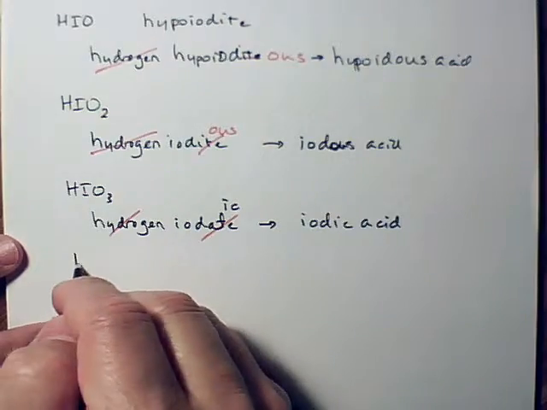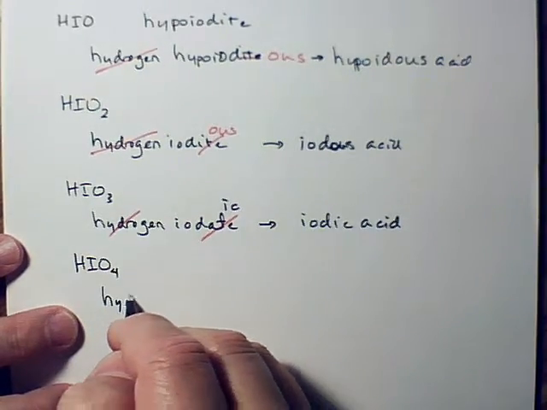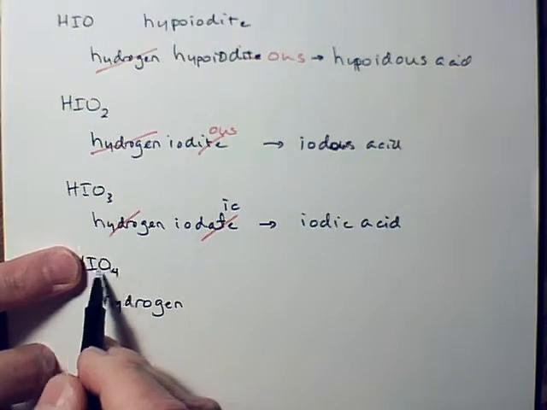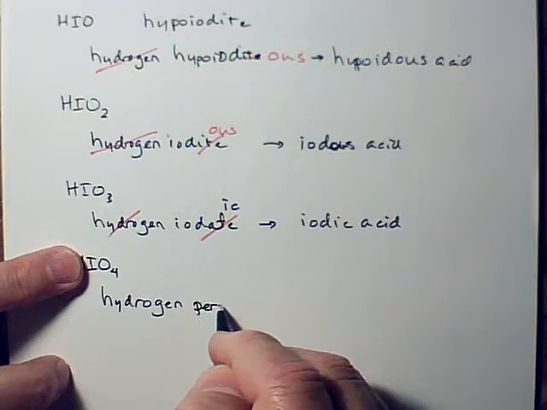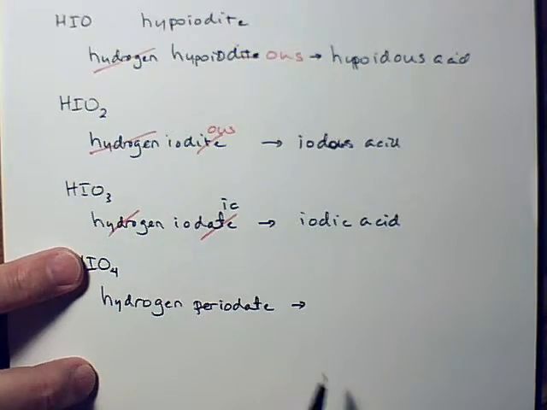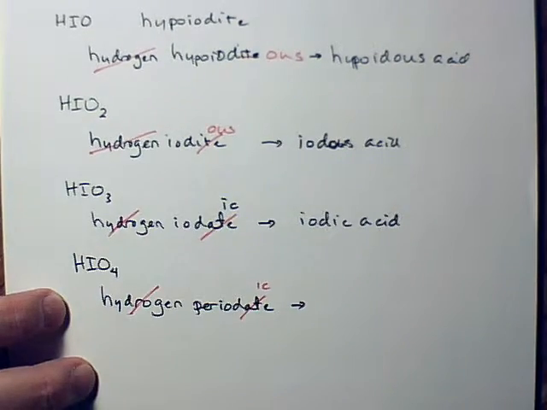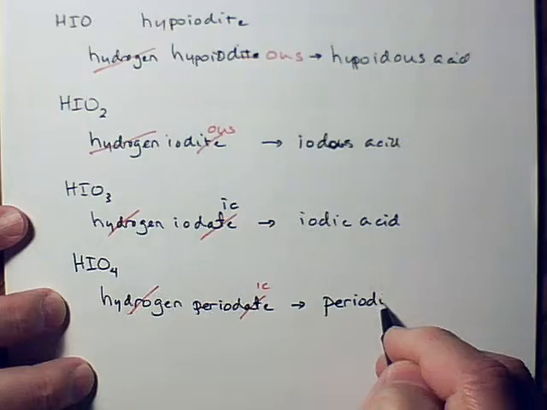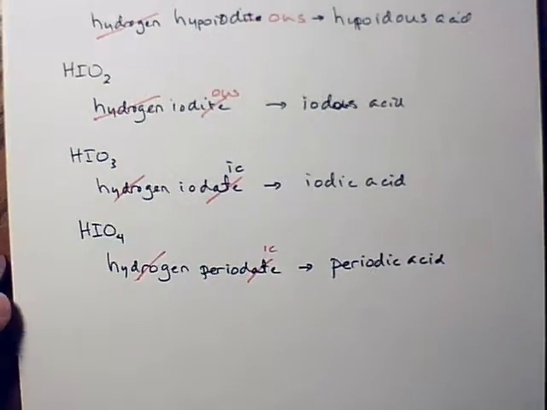Then HIO4 is, when you're naming it like an ionic compound, hydrogen periodate. This polyatomic ion is called periodate. So we're going to drop hydrogen from the front. ATE becomes IC, periodic acid. Kind of looks like periodic acid, but I guess you'd call it periodic acid.